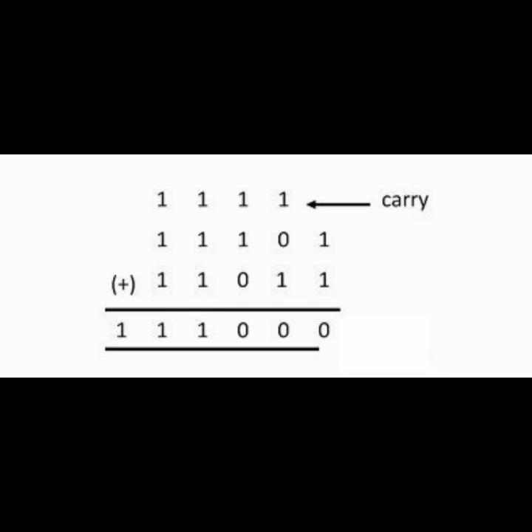Now let us take an example of binary addition. According to the rule, if we add 1 plus 1, it is 0 with 1 carry. 1 plus 0 is equal to 1 and 1 plus 1 is equal to 0 with 1 carry. Now again if we add 1 plus 1, it is 0 with 1 carry. Then 1 plus 1 is equal to 0 with 1 carry and 0 plus 1 is equal to 1. In the same way, if we add 1 plus 1, it is 0, carry 1 and 0 plus 1 is equal to 1.